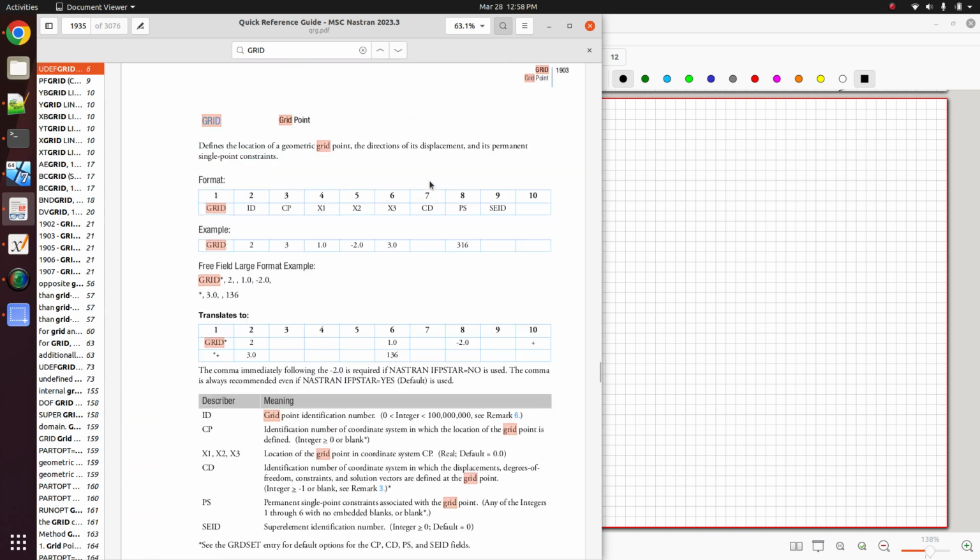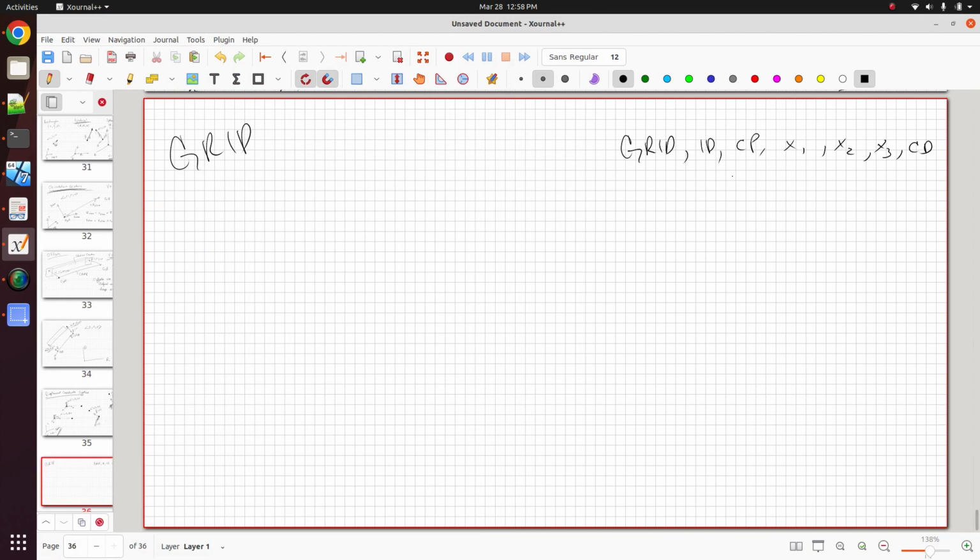Okay, so let's talk about the grid entry. So grid looks like this: an ID, a CP, X1, X2, X3, and then CD. I'll skip fields 8 and 9 for now. When you look at the grid entry, you can supply the coordinate system in 2 places, the CP field and the CD field. The CP field is the reference coordinate system, if you will.